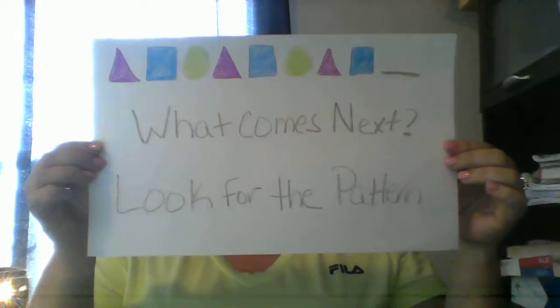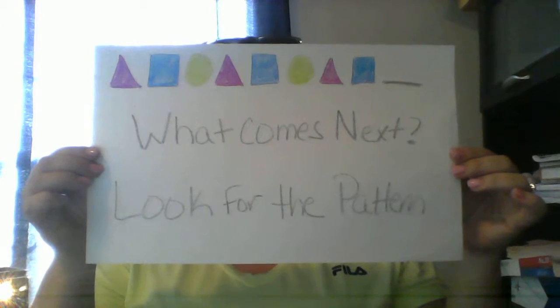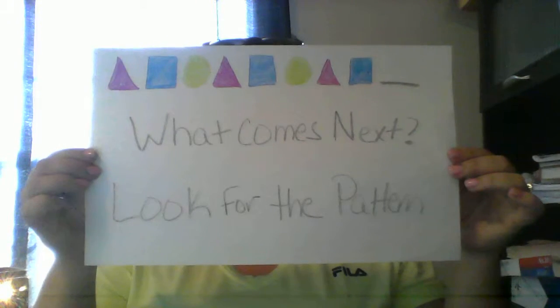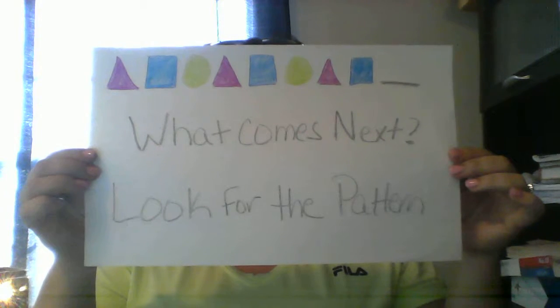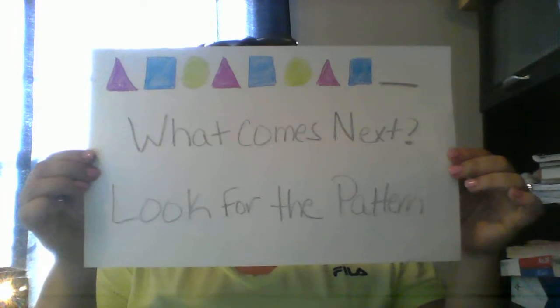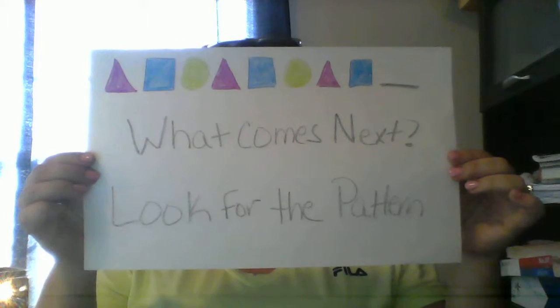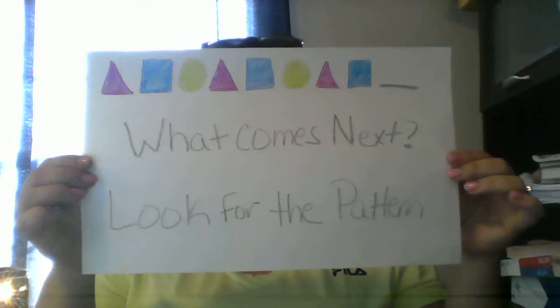Take a look at this picture. What do you see? Can you look at this and find a pattern? Let's break it down a little bit so that we can find the pattern here. In this particular instance, we have two different types of things going on. We have shapes and we have colors. Let's look at the colors first. We see red, blue, yellow, red, blue, yellow.